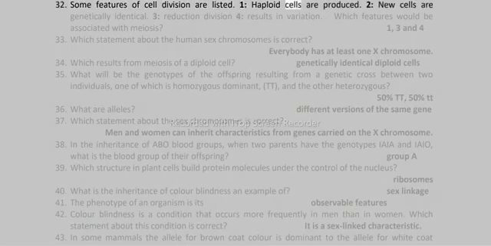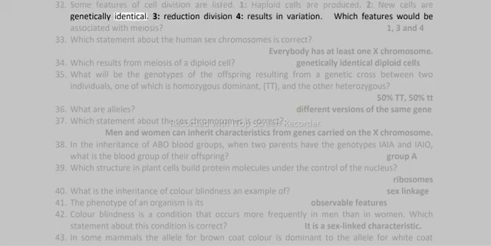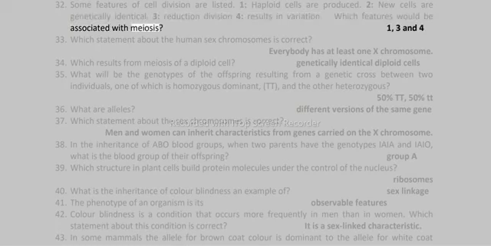32. Some features of cell division are listed. 1. Haploid cells are produced. 2. New cells are genetically identical. 3. Reduction division. 4. Results in variation. Which features would be associated with meiosis? 1, 3, and 4. 33. Which statement about the human sex chromosomes is correct? Everybody has at least one X chromosome.